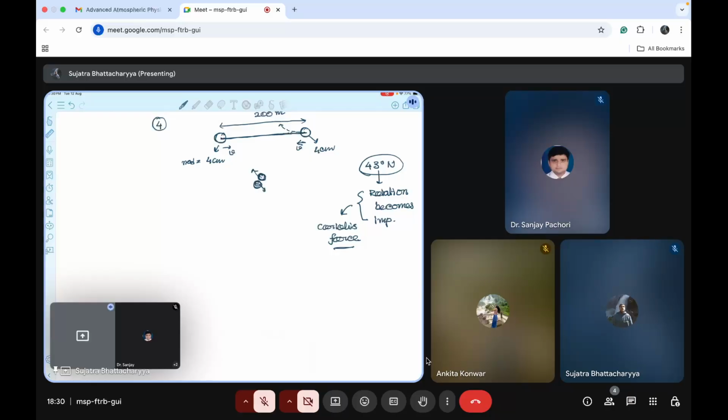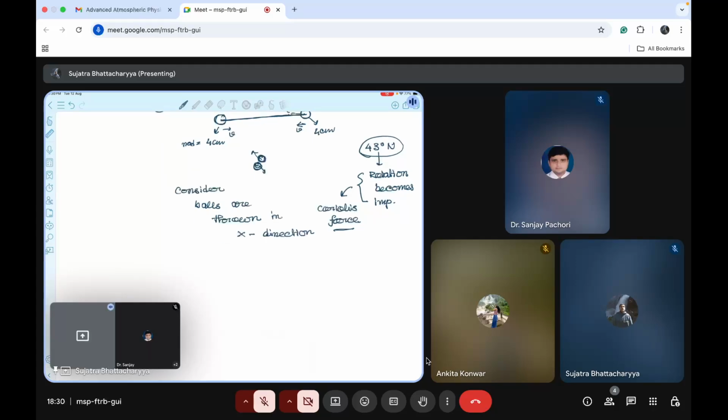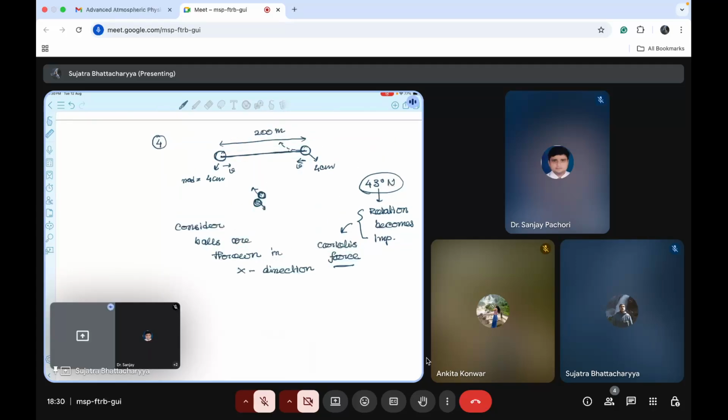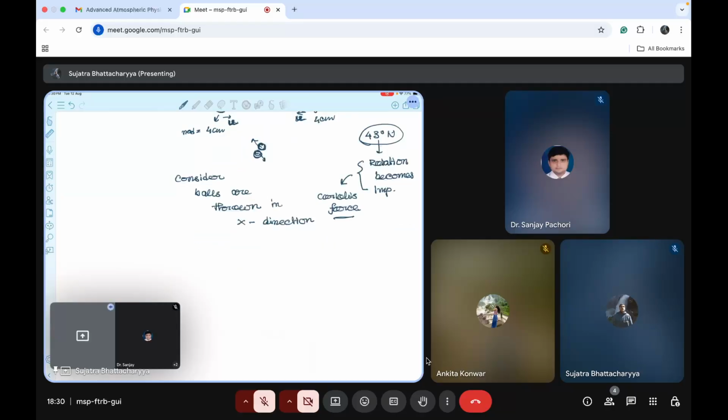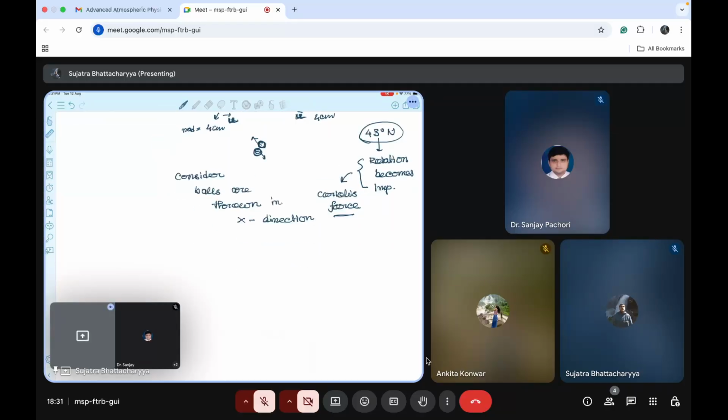Okay, so let us consider that these balls are thrown at each other in the x direction. We have to use some kind of a sign convention, otherwise it will be very difficult. So let us say that the x direction velocity is u instead of v. And the balls will separate in the y direction, right? Because of the Coriolis force, the balls will separate in the y direction.